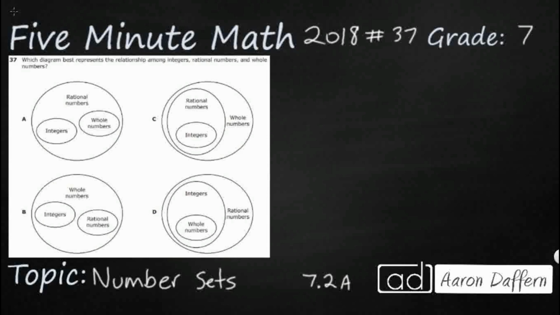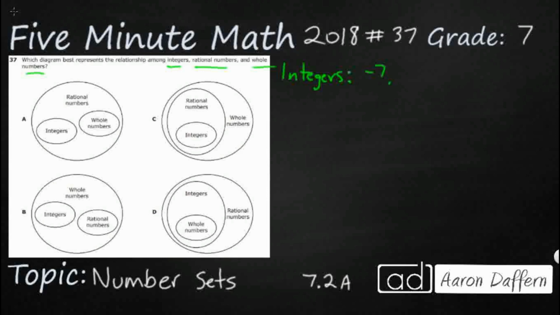So let's take a look at integers, rational numbers, and whole numbers. What we need to do is find the Venn diagram that best represents their relationship. So let's first work on defining them. Integers are whole numbers that can be positive or negative. They're very similar to whole numbers, but let me give you some examples.